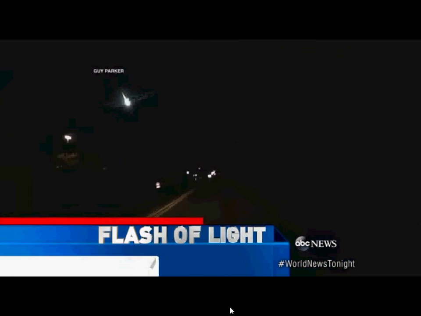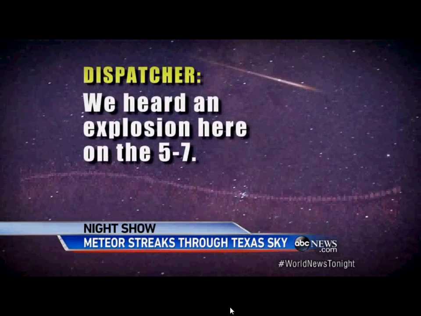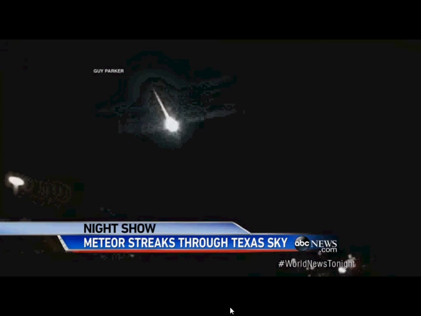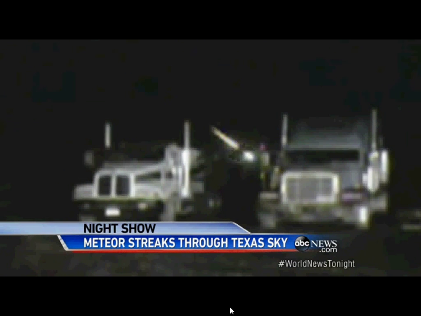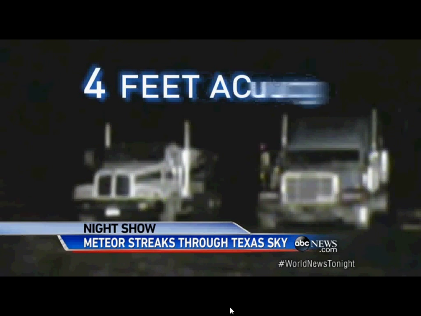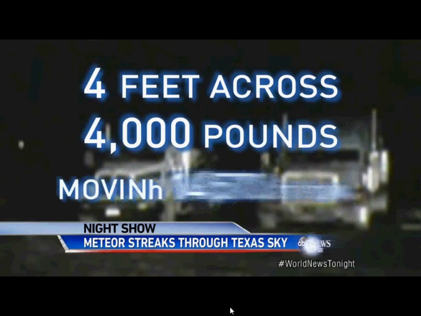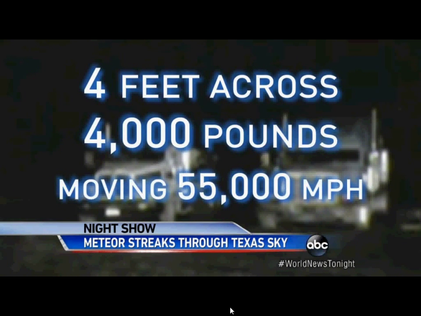Tonight, across central Texas, many are asking, did you see it? That fire in the sky that some say caused a sonic boom. We heard an explosion here on 5-7. You can see the fireball on this dash cam video, and look at it here on this police cruiser cam. NASA confirming to ABC News it was a meteor, 4 feet long, 4,000 pounds, traveling 55,000 miles per hour.